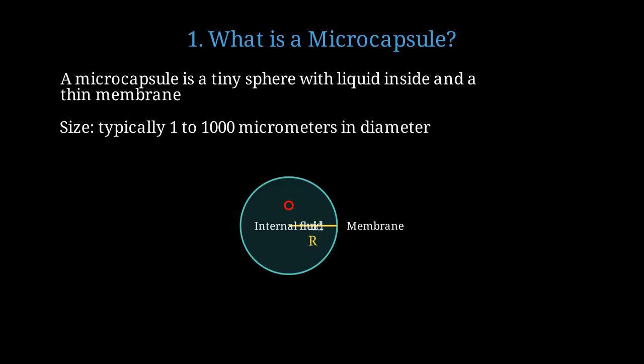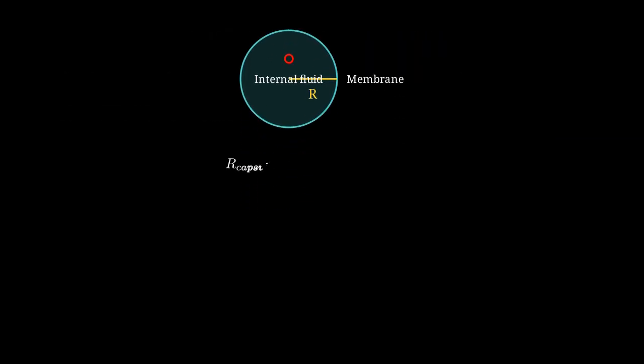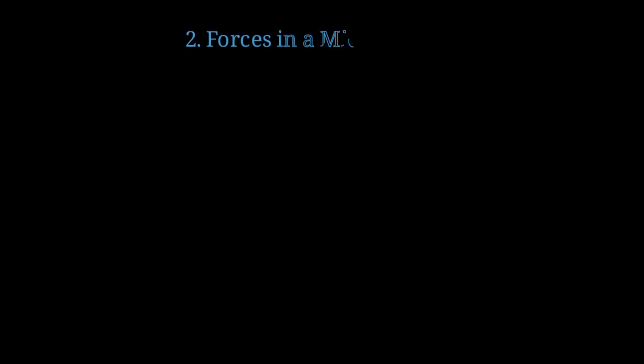Here's our microcapsule. It has a radius r, a thin membrane on the outside, and pressurized fluid on the inside. In scientific notation, the radius ranges from 10^-6 meters to 10^-3 meters. Three main forces govern the behavior of microcapsules, just like forces govern celestial bodies.